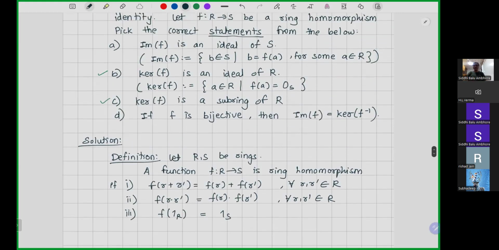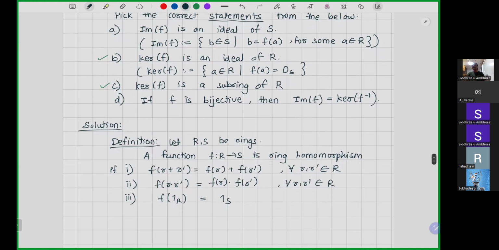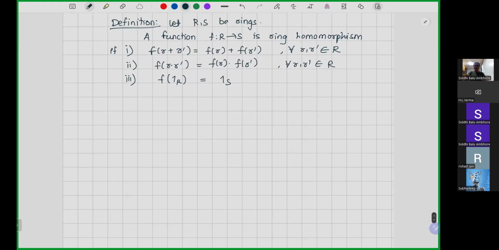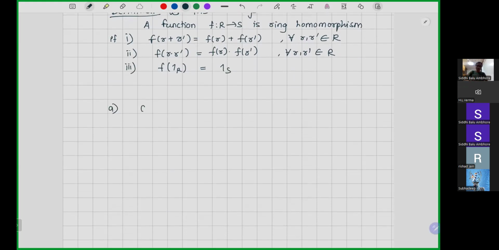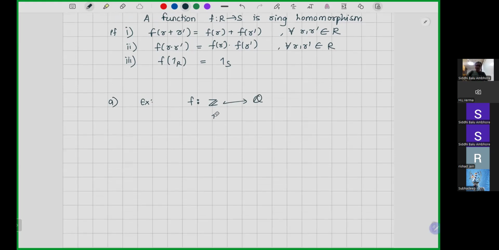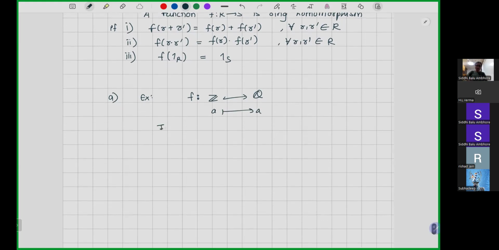So our guess is that image F is not an ideal of S. As Subhadeep suggested, we can take this example: F from Z, the ring of integers, to Q, the ring of rational numbers, the inclusion map. So A goes to A here. And what is the image of F here? It is Z again, right? But is Z an ideal in Q?